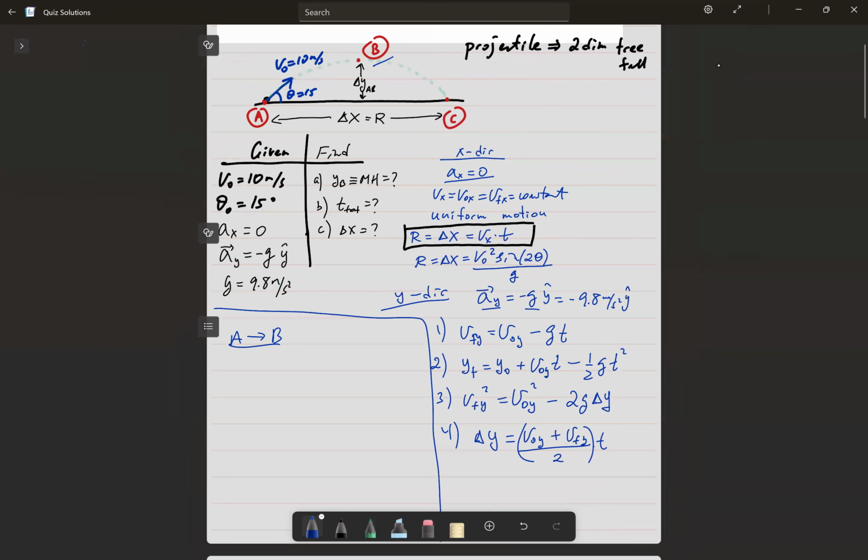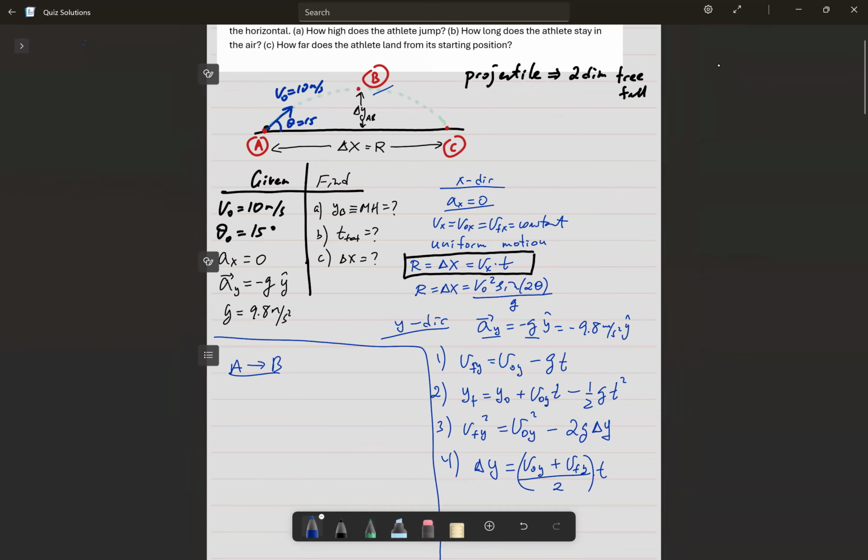Remember what you always want to do with a projectile problem: if you're given the initial velocity and the launch angle, calculate the components of your initial velocity. That means you want to calculate the initial velocity in the x direction, which will be v naught cosine theta naught, and the initial velocity in the y direction. All you need for those is the initial velocity and the launch angle, which we're given. So the initial velocity in the x direction will be 10 meters per second times cosine 15 degrees.